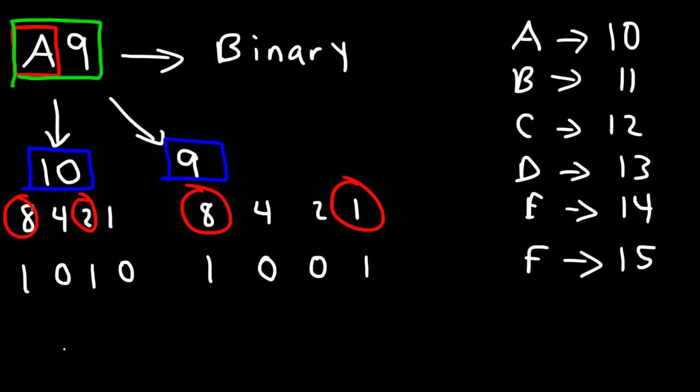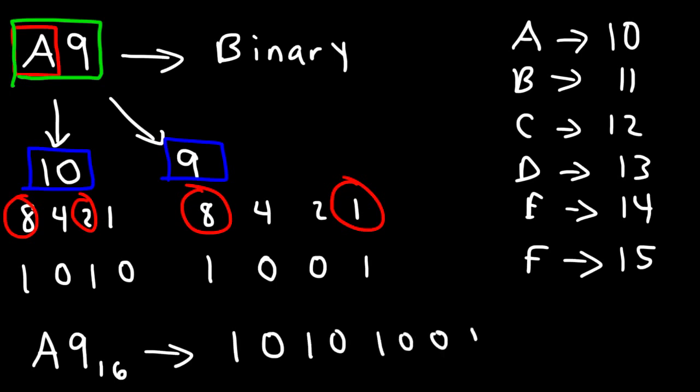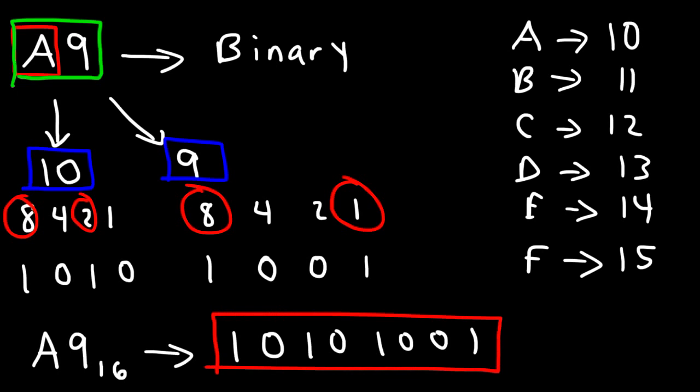Now, A9, this entire thing, is equivalent to this binary number. So this is the answer. A9 in the hexadecimal system, that is base 16, is equal to the binary number 1, 0, 1, 0, 1, 0, 0, 1. Basically, you just put these two together. And so that's a quick and simple way to convert a hexadecimal number into a binary number.